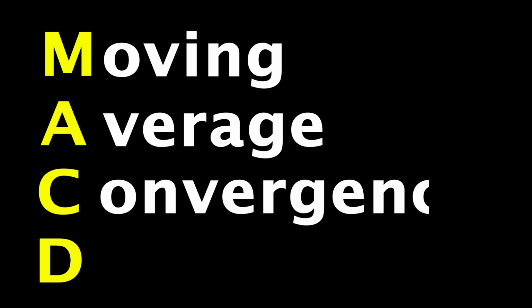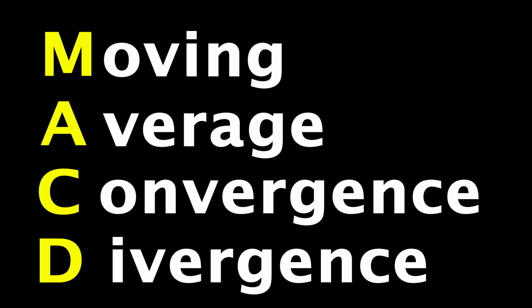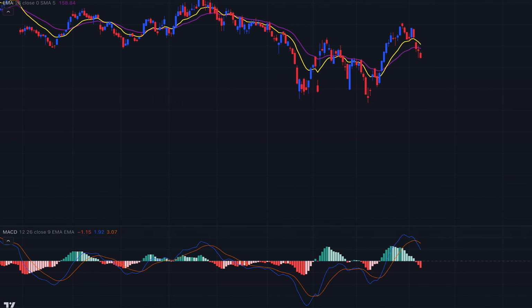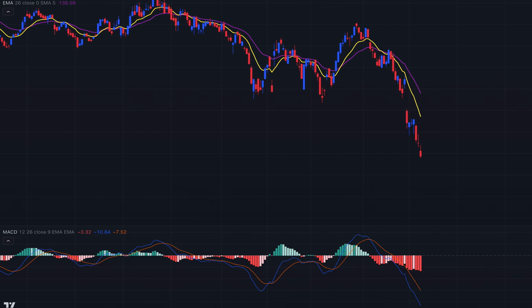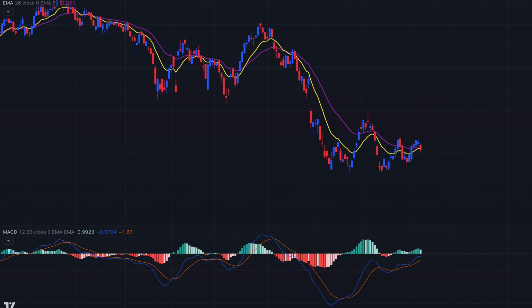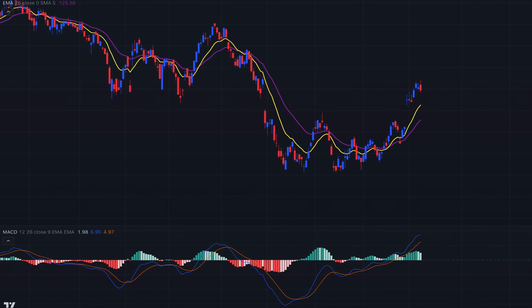The MACD, short for Moving Average Convergence Divergence, stands as one of the most widely used indicators across charting and trading platforms. Essentially, this indicator leverages moving averages to unveil trends and momentum in the markets, and let me tell you, it does an impressive job when combined with other indicators.